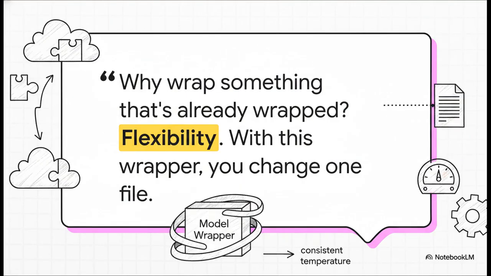Next up is Layer 2, the model wrapper. And you might be asking yourself, wait, why would I wrap an API that's already a wrapper? And the answer is one word: flexibility.